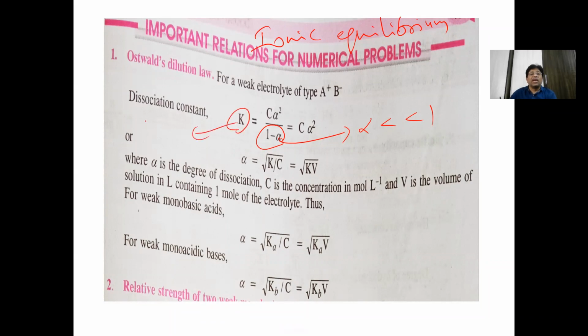This K will be Ka for weak acids, and for weak bases we take Kb. So Ka for acetic acid is C alpha square, and Kb for NH4OH, a weak base, is also C alpha square. C is the concentration of the acid or base, and alpha is the degree of dissociation.